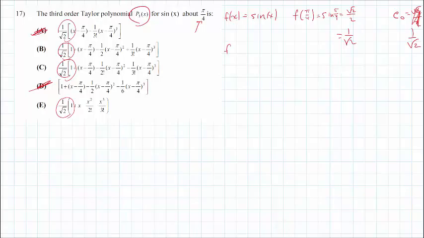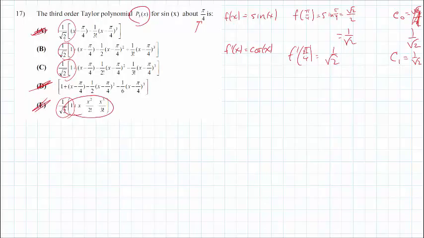So let's go ahead to f prime of x, which is cosine of x. F prime of pi over 4 is, just like the previous one, 1 over root 2, and that means my c1 term is also 1 over root 2. So the constant on the first order term is root 2. Oh, you know what? There's something wrong with e. E is not centered at pi over 4, so e goes away.